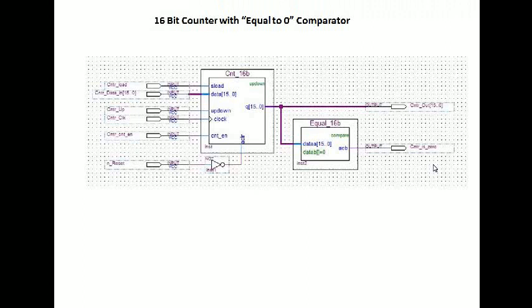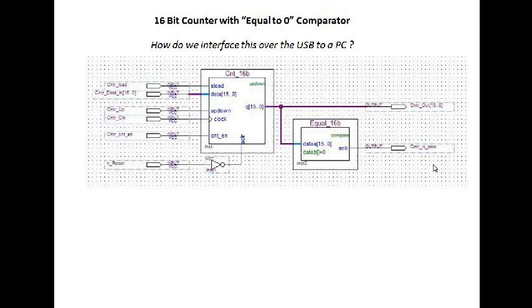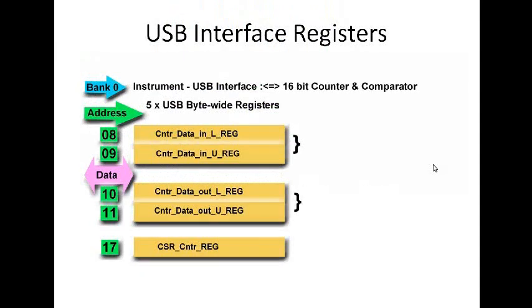We want to take the counter output back to the PC. How do we do this? How do we interface these 16-bit data lines to the PC? The answer is we use 5 of the 256 registers that are available in each instrument.